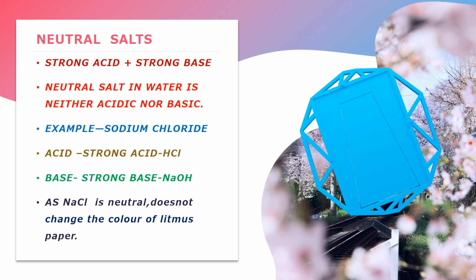Then basic salts. Basic salts are basic in nature. When a strong base reacts with a weak acid, basic salts are formed. Now, the third category is neutral salts. Neutral salts are neither acidic nor basic. They are neutral. So, how do they form? When a strong acid reacts with a strong base.